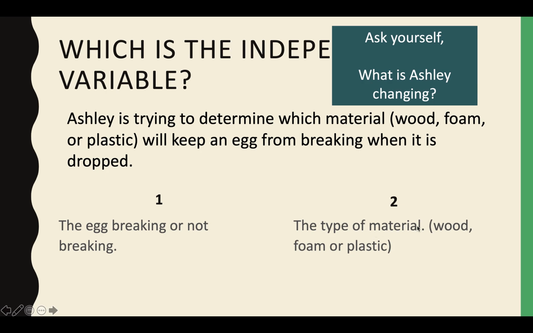Let me give you 10 seconds to think of your answer. Ready? Go. 10. 5, 3, 2, 1. Awesome job. Did you say that Ashley is changing the type of material? You're right. Ashley is changing that independently from everything else. Therefore, that is the independent variable. Let's try another.